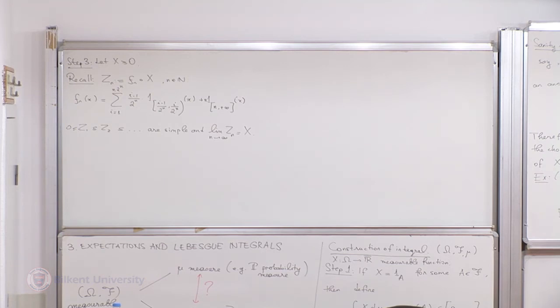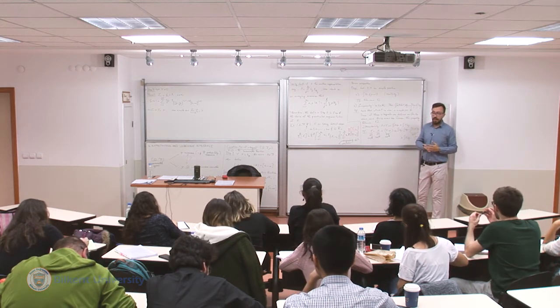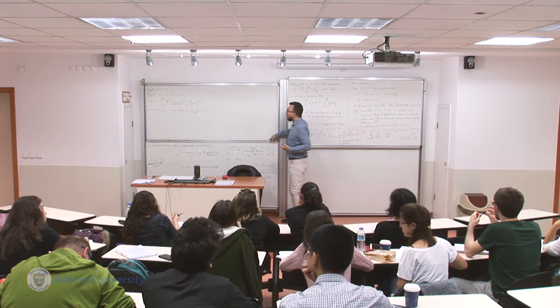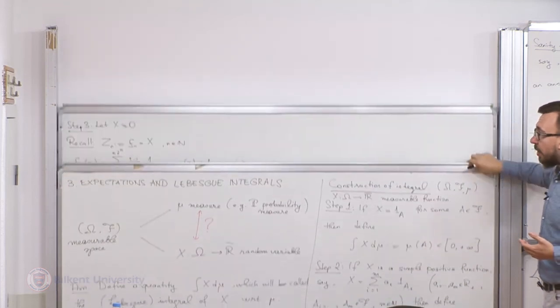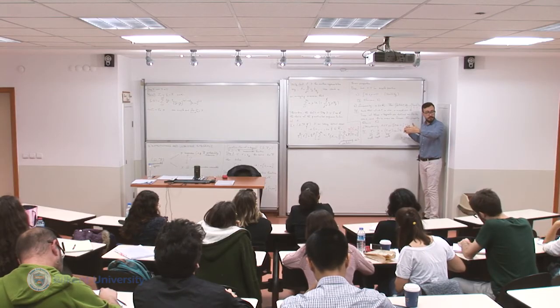Well, now here's the idea. If you have such a standard way of approximating any positive measurable function using simple functions, and you have a way to integrate each of those simple functions by step 2, just look at the integrals of Zn's. Z1 less than Z2 less than Z3. Look at monotonicity. Z1 less than Z2 means what? Integral of Z1 is less than integral of Z2. Therefore, the integrals of Z1, Z2, Z3, etc. form an increasing sequence of positive numbers.